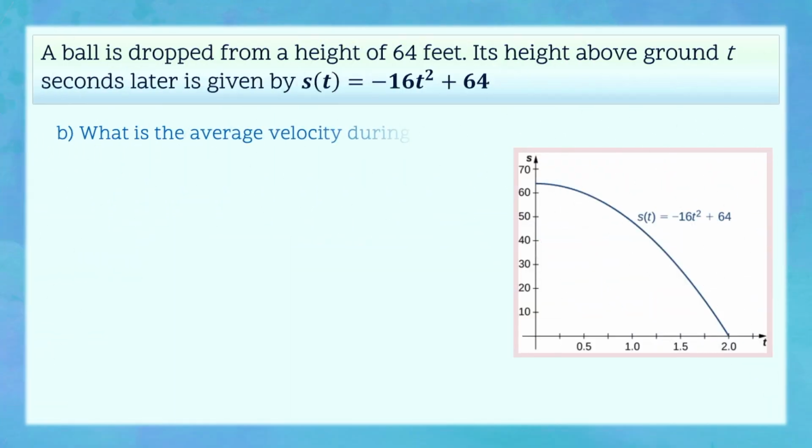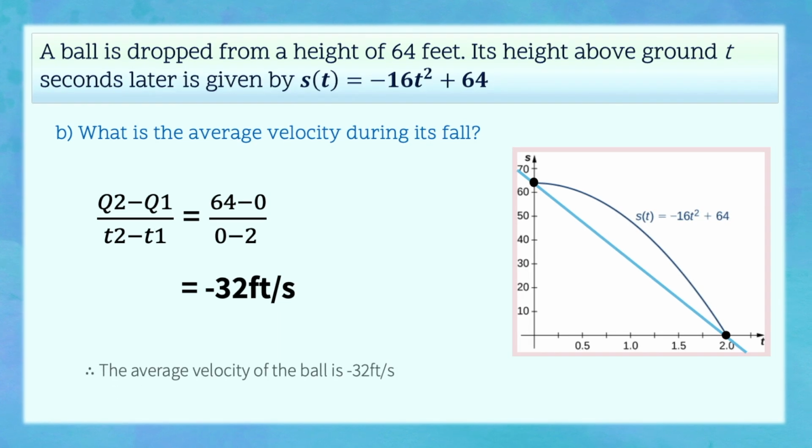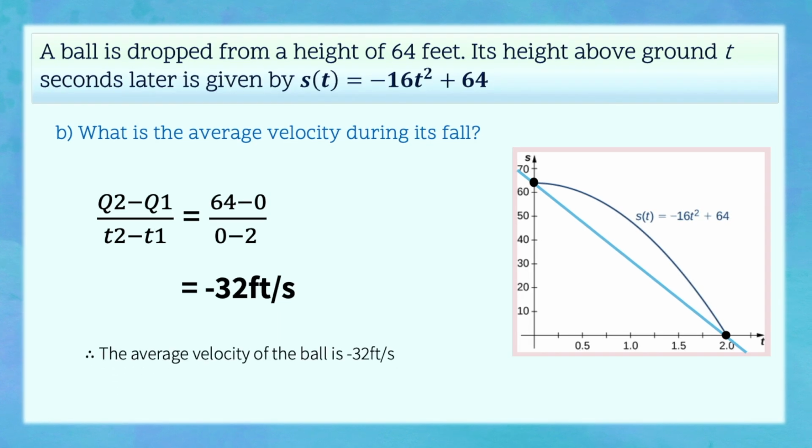What is the average velocity during its fall? We can draw a secant on the given graph and look at the 2 points it passes through. Then sub the points into q2 minus q1 over t2 minus t1. Then solve, and our answer will be negative 32 feet per second. Remember the units. And don't make the mistake of finding the gradient of the tangent. The average velocity is the secant gradient.